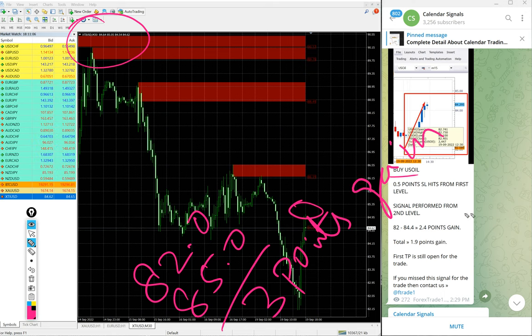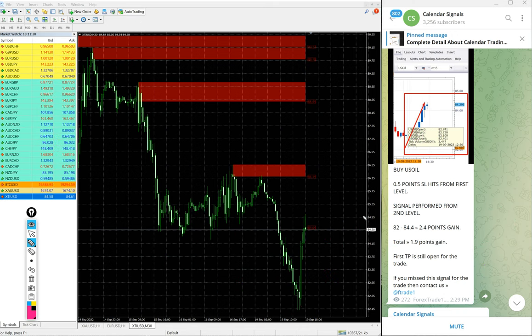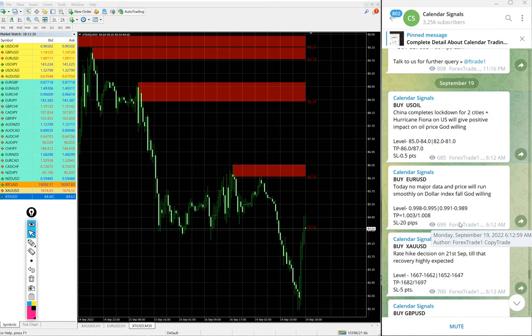So 3 points gain on USOIL. We updated 2.4 points at 2:29 PM GMT. After that it moved a further 0.6 points, so 3 points gain on USOIL as of now, and still it is in the uptrend. Hope it will reach our second target as well. Here you see the TP 86 and 87, just 1 point away from the target.